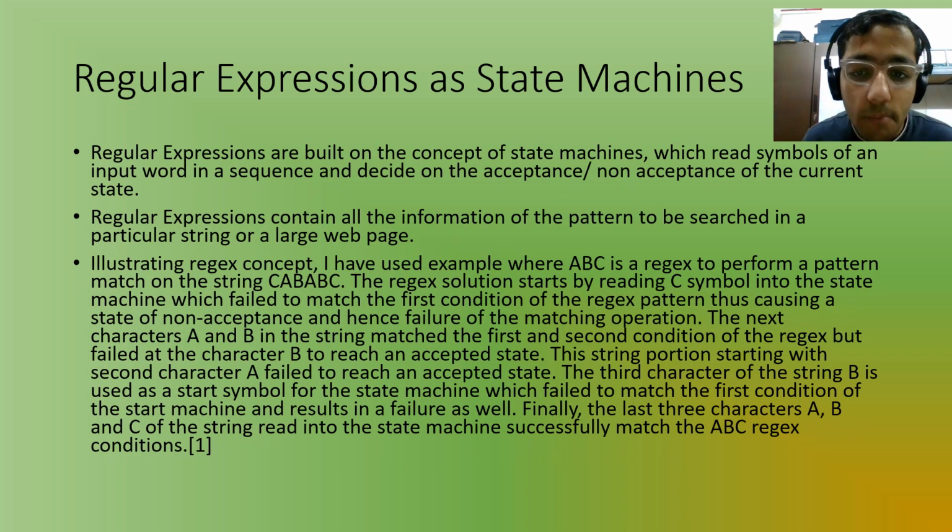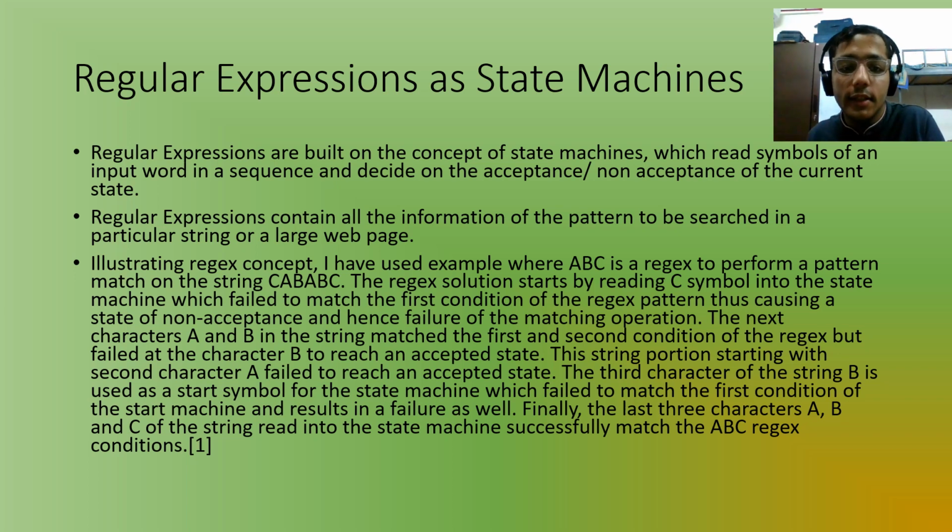Here I have discussed an example of how the pattern ABC can be found in the string CABABC. The regex solution will start by reading the first C, then it will match that with A. Now this is a mismatch, so it will move forward. Now the next characters A and B in the string match the first and second conditions of the regex, but it failed at the third character because after B there is C. So at C it failed, right?